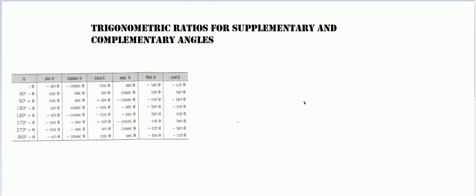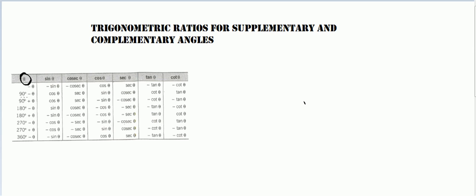In this video we are going to talk about how to find the trigonometric ratios for supplementary and complementary angles. Now as you can see on your screen, I have already shared a table with you which talks about the supplementary and complementary angles to theta, where this theta can belong to any quadrant. As you can see, sine of minus theta is minus sine theta, cos of minus theta is cos theta, tan of minus theta is minus tan theta.